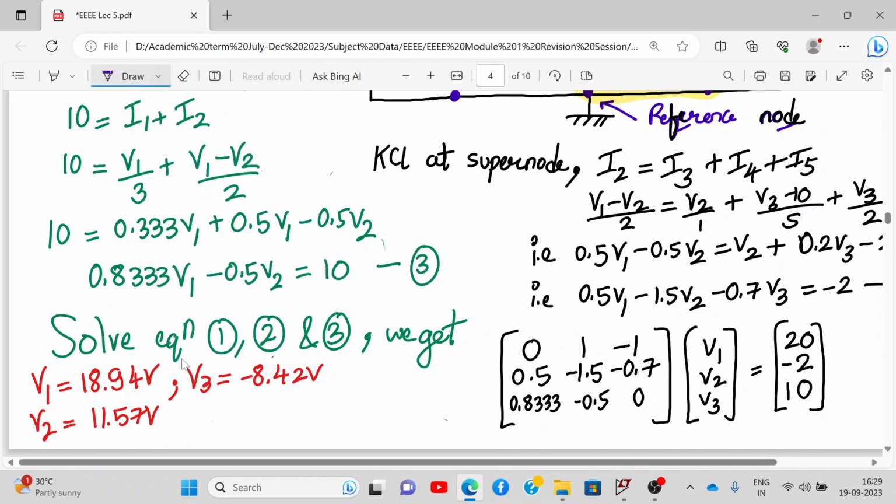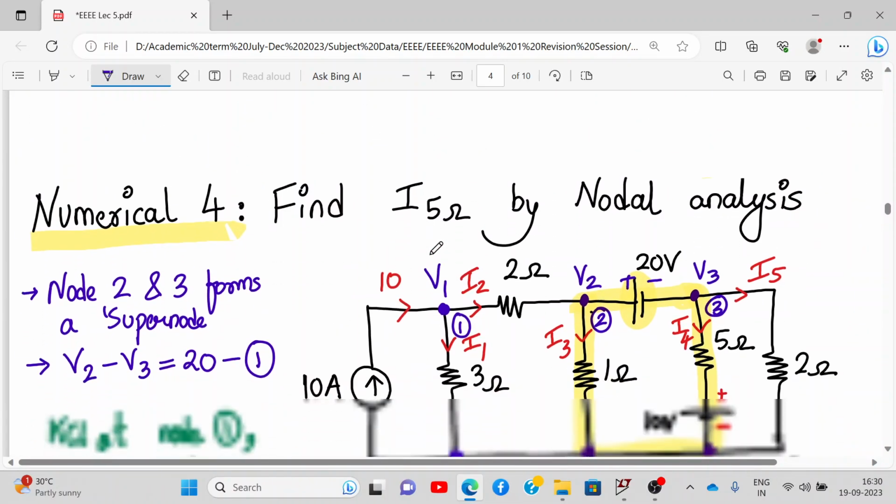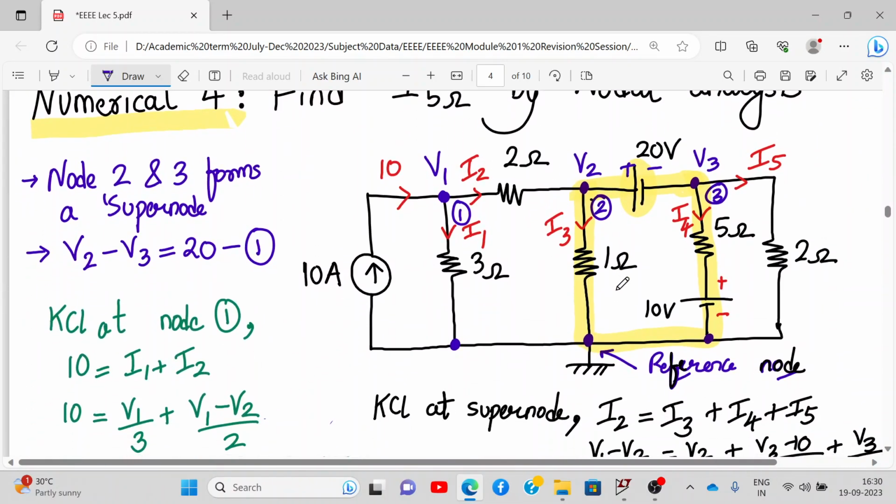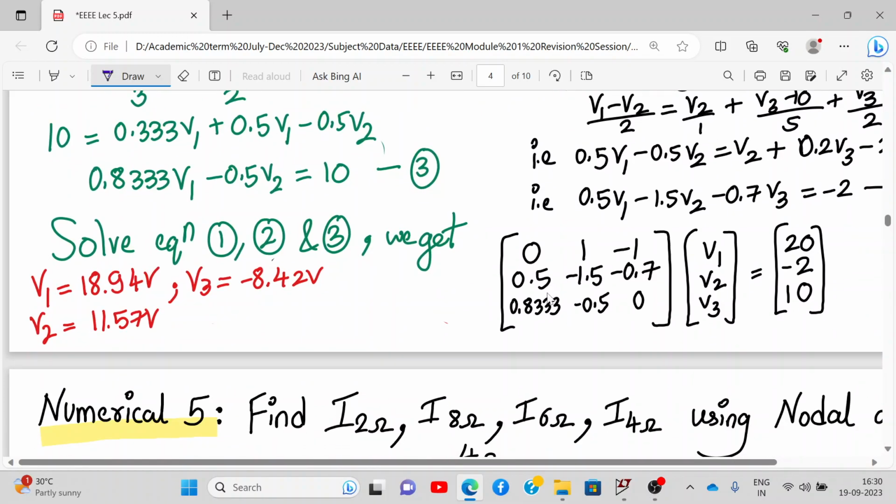And finally, after finding the node voltages, what we need to find is the current through 5 ohm. So the current through 5 ohm, here it is I4 actually, will be V3 minus 10 upon 5. V3 is minus 8.42, minus 10, upon 5, and that comes out to be minus 3.684 ampere, and the current direction is going from left to right.